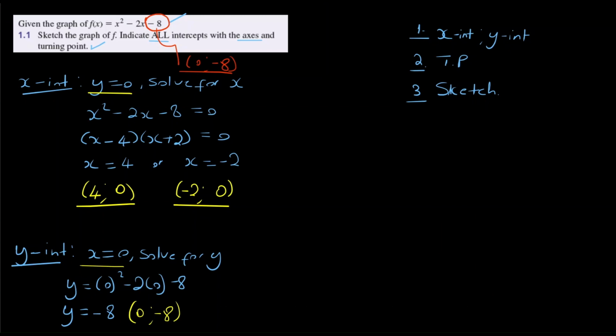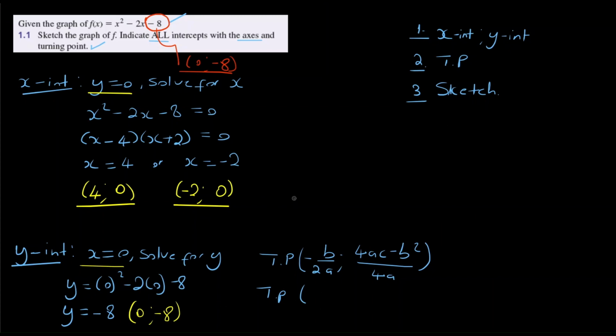And let's calculate, lastly, the turning point. There's a quick formula we can use for a turning point, a quick hack, and it says minus b over 2a, comma, 4ac minus b squared over 4a. And really we just take the values of a, b, and c, and then we substitute them in.